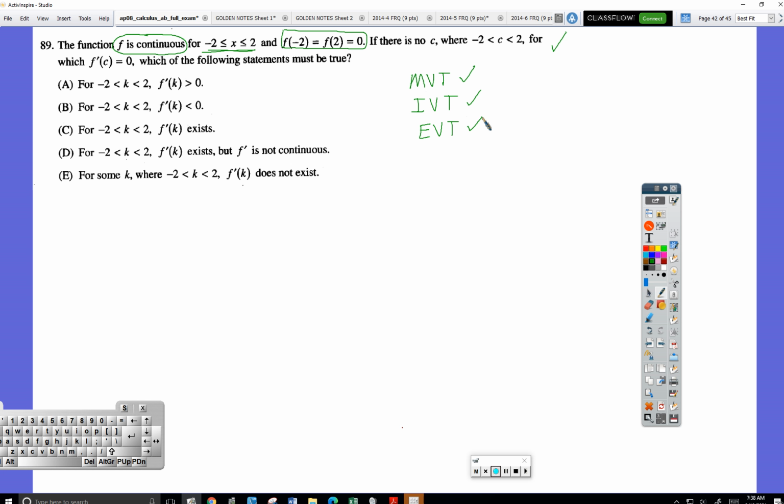So this phrasing is the phrasing that is used when a textbook describes the mean value theorem, the intermediate value theorem, and the extreme value theorem. So it says, explain why there's no c for which this f prime is 0. Okay, right there is a huge clue. They start out by talking about f. They give us values of f, but they ask us about f prime.